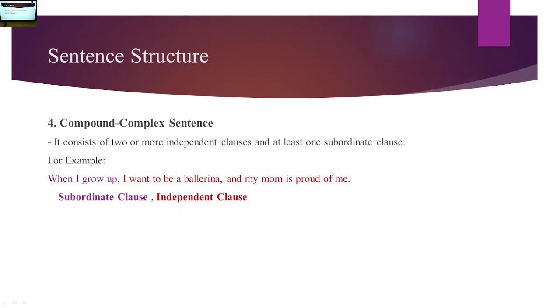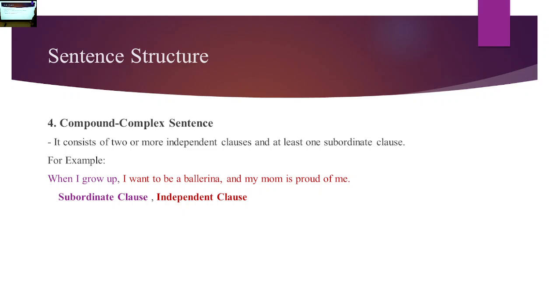Now, the fourth type of sentence is the compound-complex sentence. It consists of two or more independent clauses and at least one subordinate clause. So here, again, we will deal with a subordinate clause and a compound sentence. So, compound-complex sentence. You will have a compound sentence, meaning two independent clauses joined together by FANBOYS or a semicolon, and a complex sentence which consists of an independent clause and a subordinate clause.